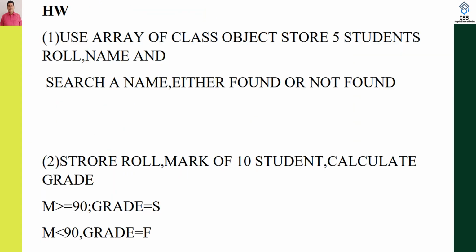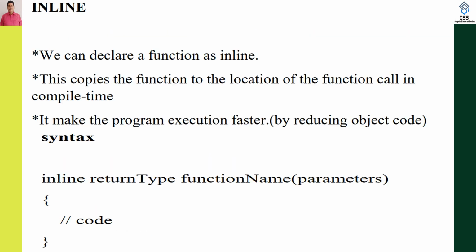Then we come to 2 important questions we have given here. Use array of class objects, store 5 students' roll and name and search a name, whether it is found or not. It means within the 5 names and rolls, check whether the name exists or not. Second, we have to store roll and mark of 10 students and calculate grade. If mark is greater than 90, grade is S. If mark is less than 90, grade is F. By using array of class objects, you are requested to solve this question. If it is not possible for you, we will be providing the solution in later sessions.